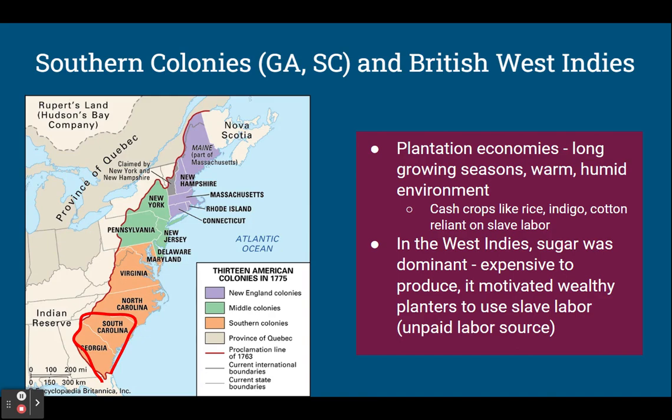In the West Indies, sugar was the dominant crop. It was very expensive to produce. It required quite a bit of processing, and it really motivated planters to look for the cheapest labor source possible, which of course was slavery. There's nothing cheaper than a source of labor that you do not have to pay. So this really backbreaking and challenging work processing these cash crops is going to lead to a great deal of enslaved labor.